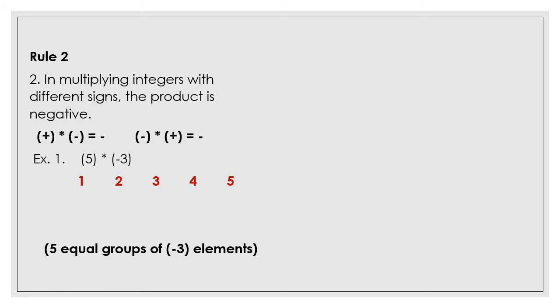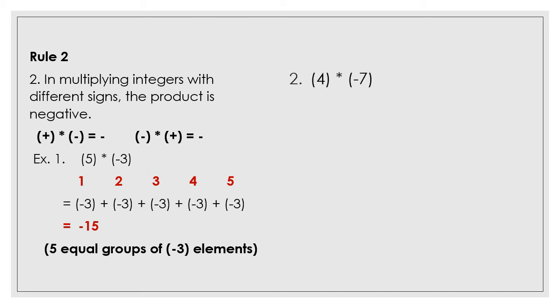Kaya we have 1, 2, 3, 4, 5. With negative 3 plus negative 3 plus negative 3 plus negative 3 plus negative 3, which is equal to negative 15.